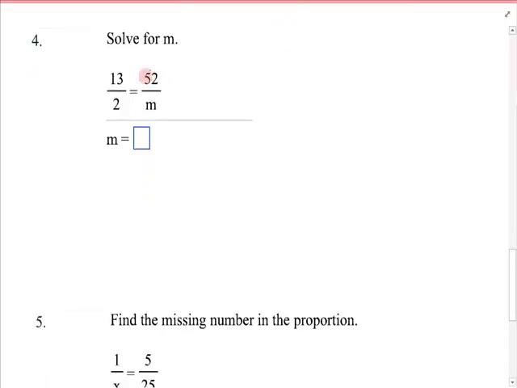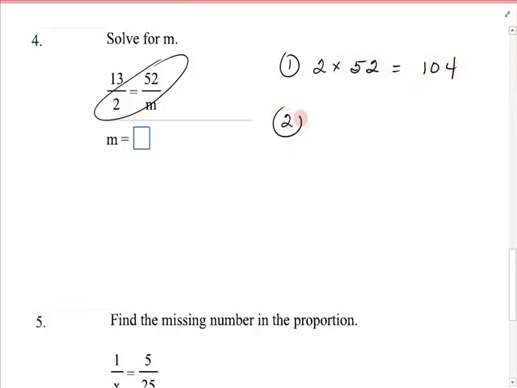Next one. There's the cross product I can do. 2 times 52, that's 104. Step 2, use the 104, divide it by the third number. Let's see, how about 8 times? Let's test that. 13 times 8, 24, carry the 2, 104. Yes, it is 8. M is 8.